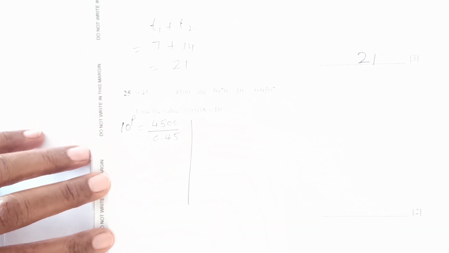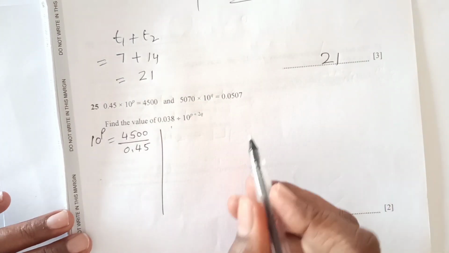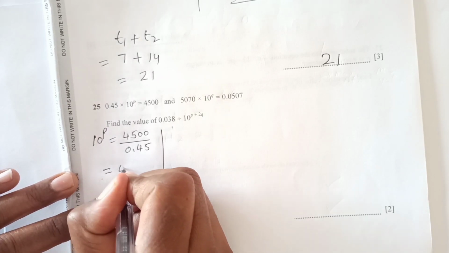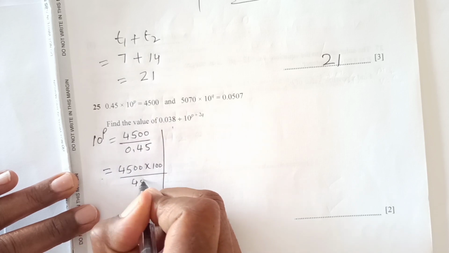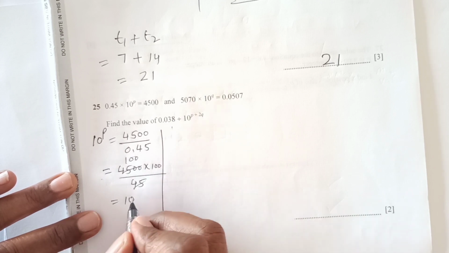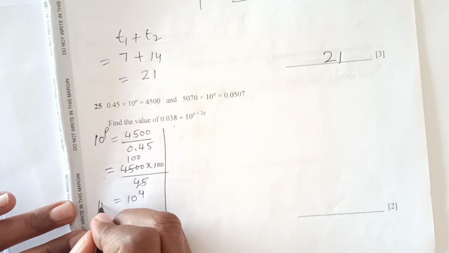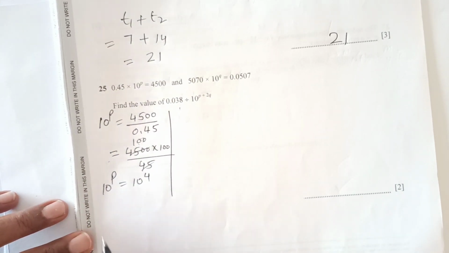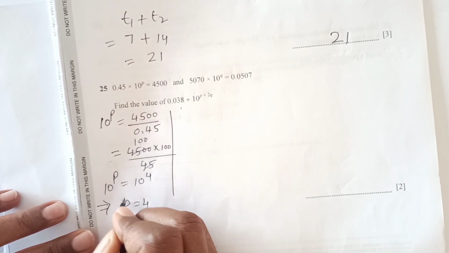Remember, this is not a calculator paper, so you need to be careful while doing the calculations. So this one here: 4500 times 100 to remove the decimal over 45. So this is 100 again. So this is 100 power, 100 times 100, it is 10 power 4. This is 10 power, we have here p. So if you equate this, you will get p as value 4.